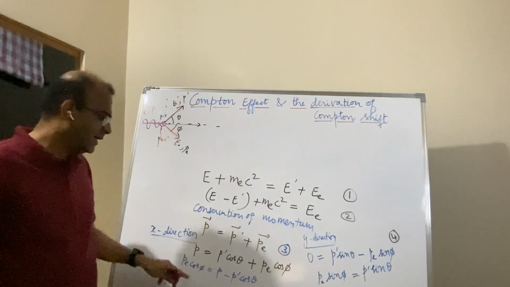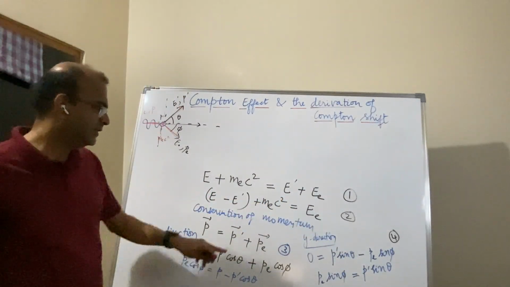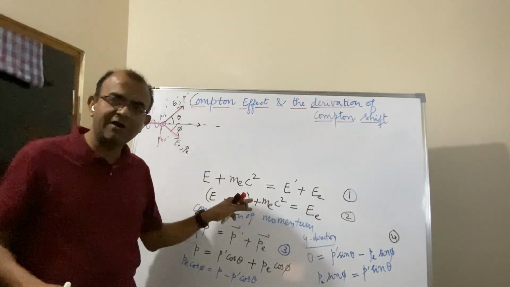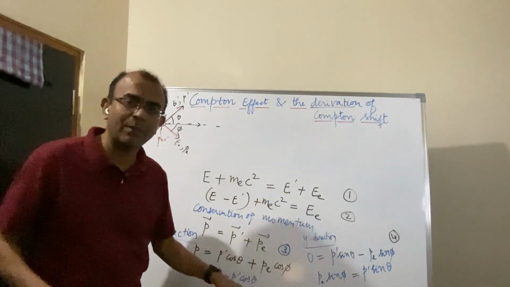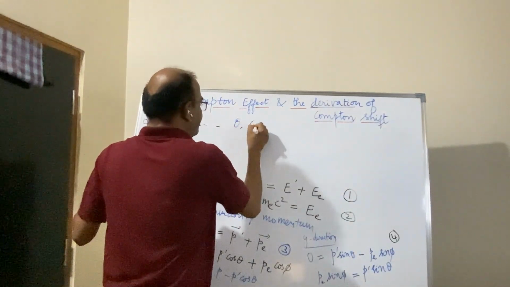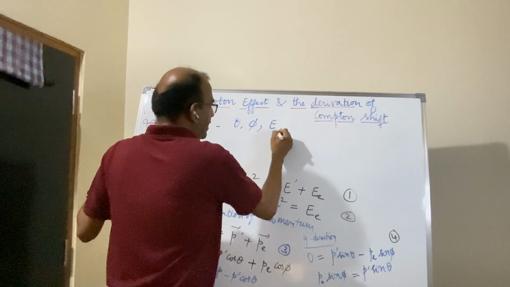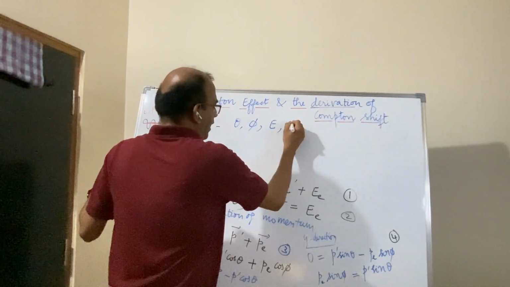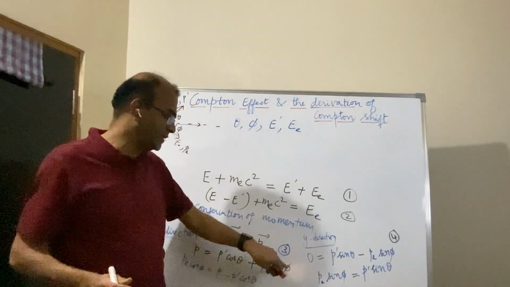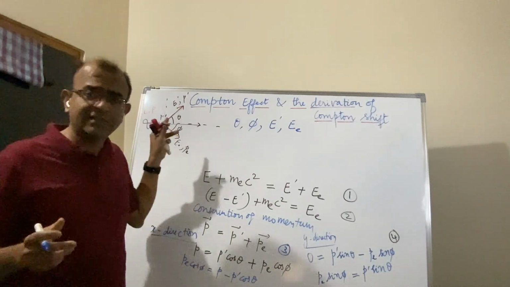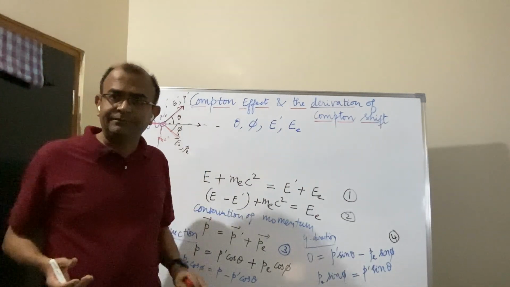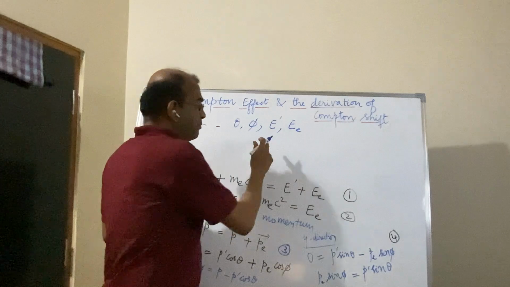Now you can see that I have mainly 3 equations, because if these are the same, I have rewritten it in a different way, but they are only one equation, and then we have 2 more equations. So totally I have 3 equations, but there are 4 unknowns. What are my unknowns here? Theta, phi, E prime and Ee. E is known, the energy of the incident photon. I'm supposed to know it. So E prime, Ee, theta, phi are the unknowns.